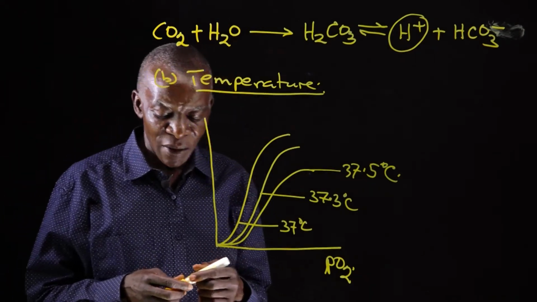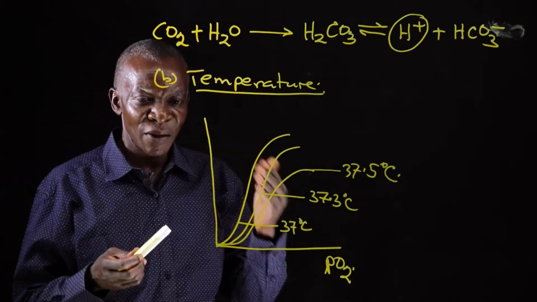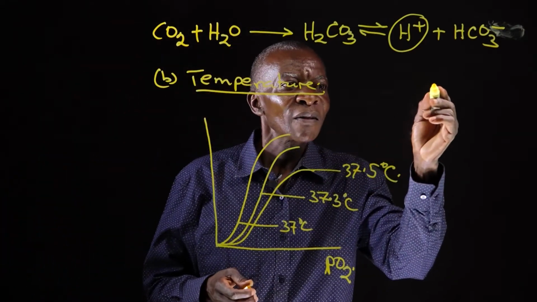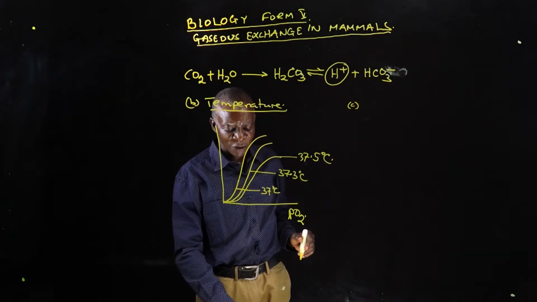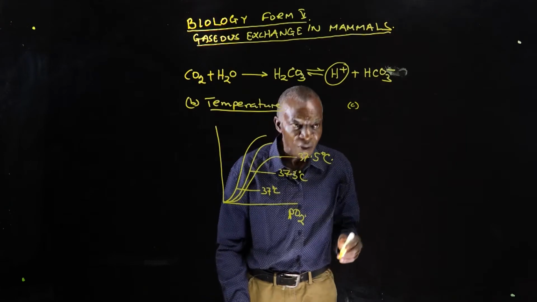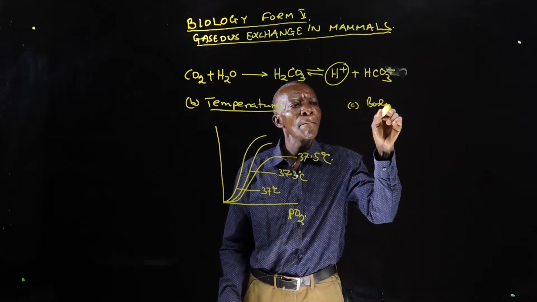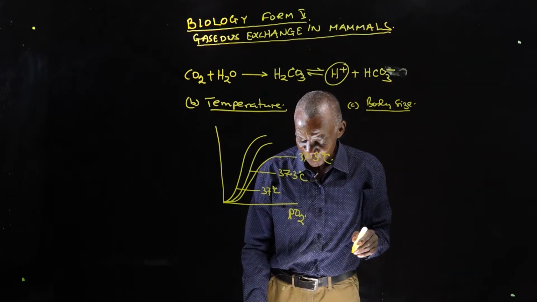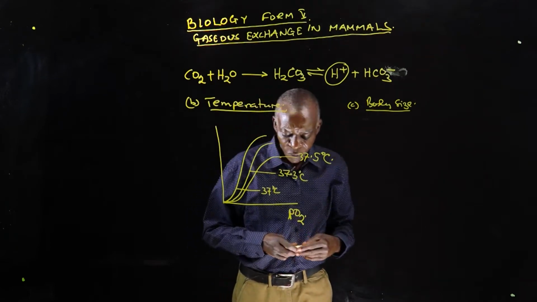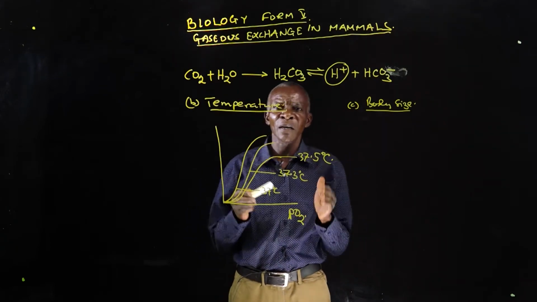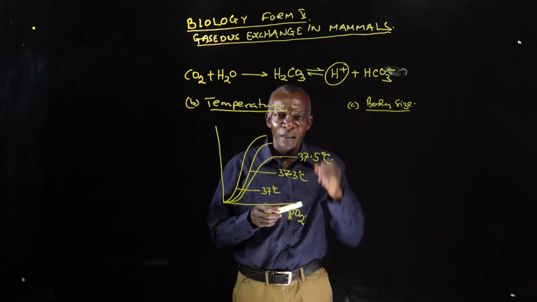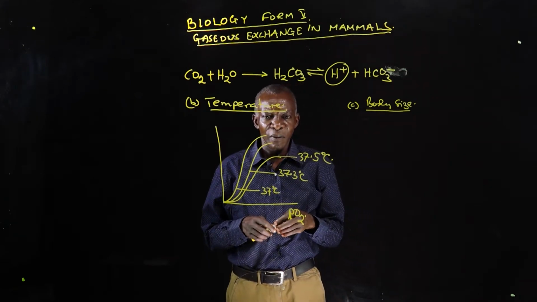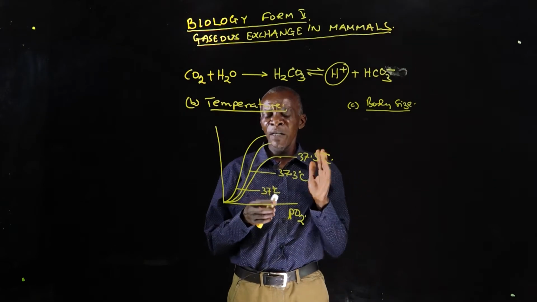Automatically, you have gone through and you have got an answer. The third factor, my dear student, is body size. Well, the oxygen dissociation curve for various animals differs according to body size.